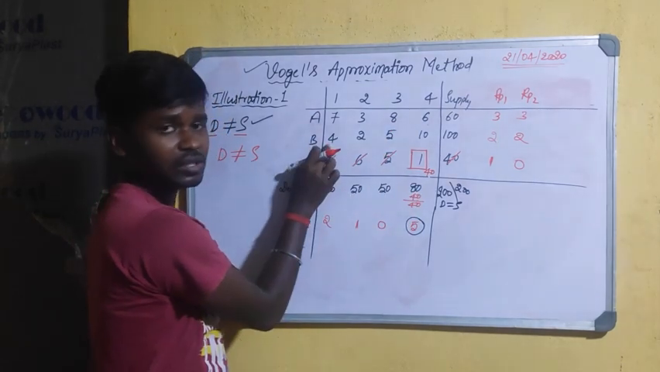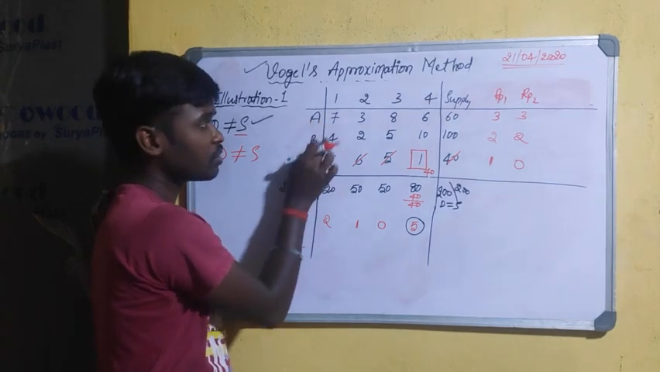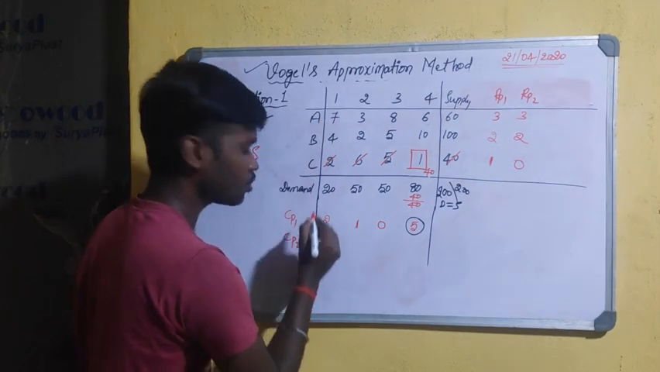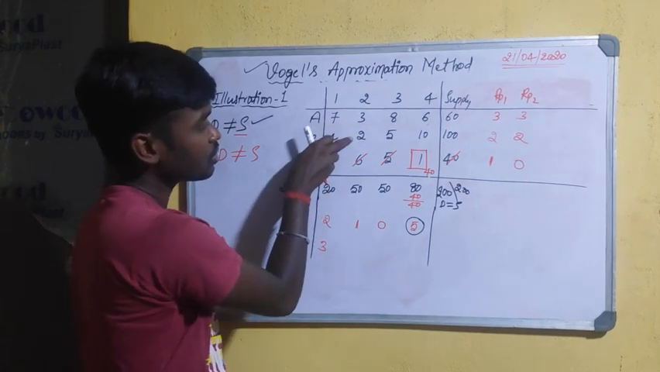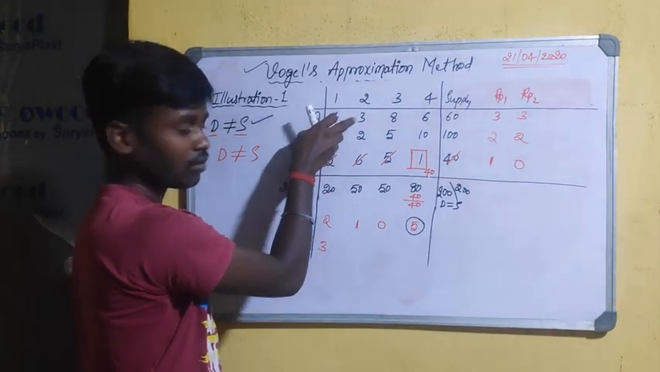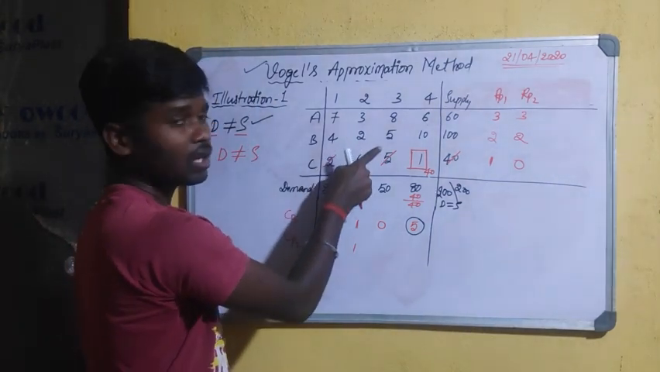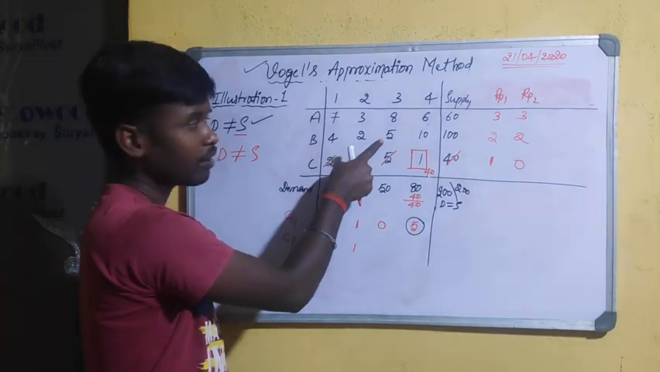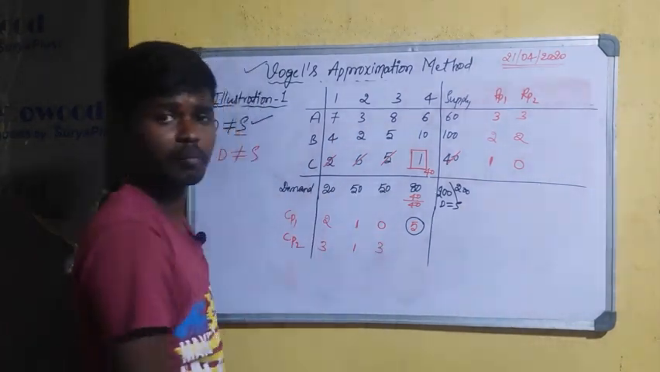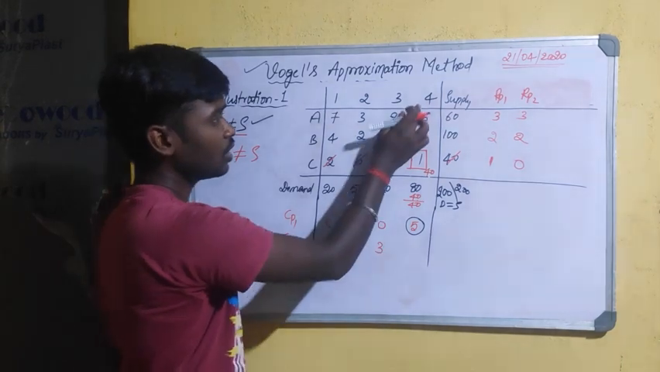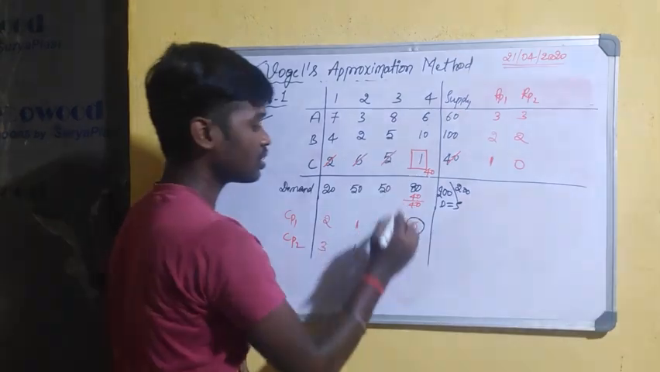So what is the first list number? 4. Then second list 7. So what is the difference between 7 and 4? So 3 is your penalty. Next, in second column, which is the first list? 2. Second list 3. What is the difference? 1 is your penalty. Next, in third column, which is the first list? 5. Second list 8. So what is the difference? 3 is your penalty. Okay. Next, in fourth column, which is the first list? 6. Second list 10. So what is the difference?